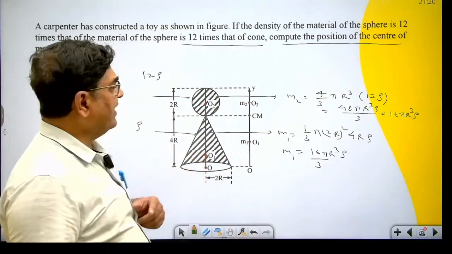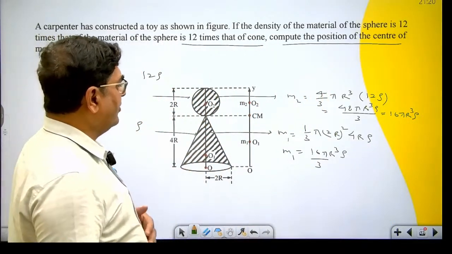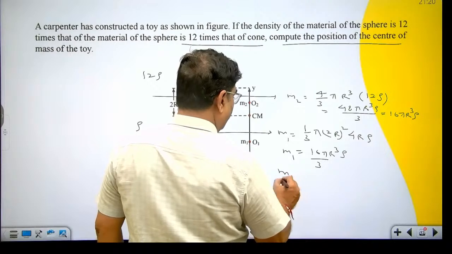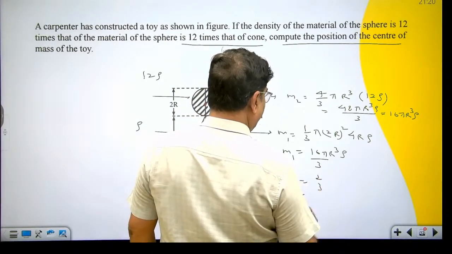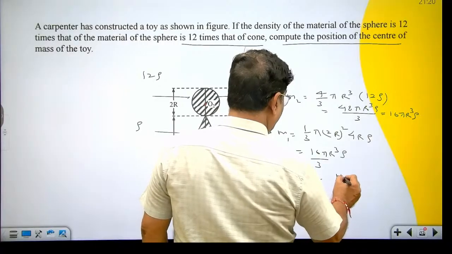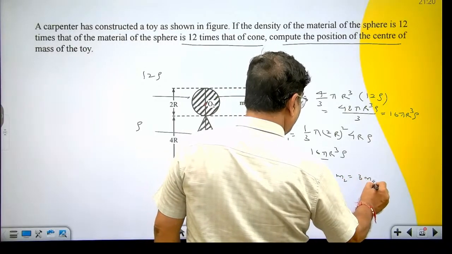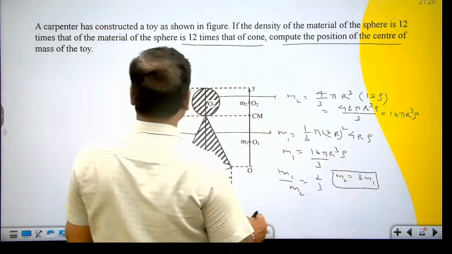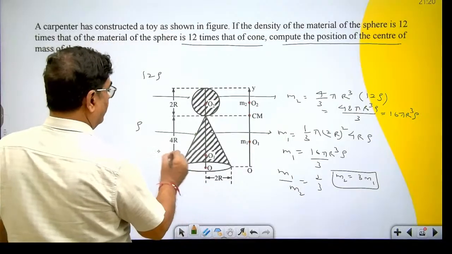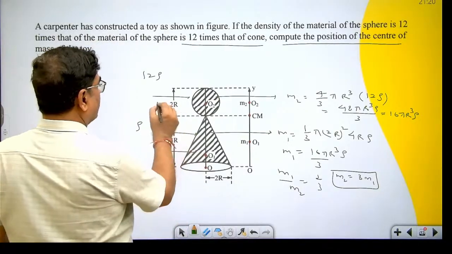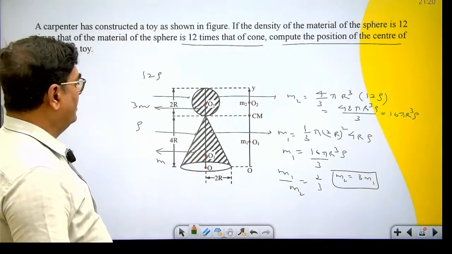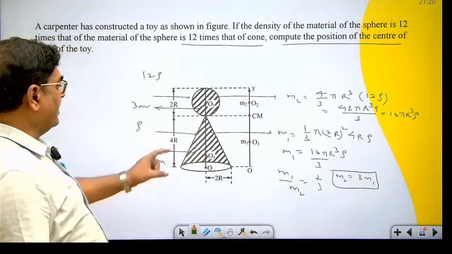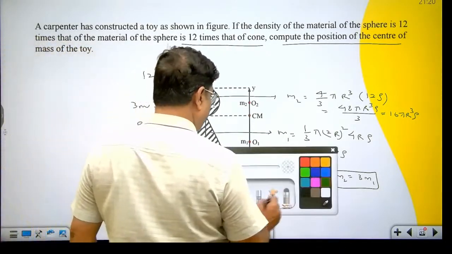Now if we divide m1 upon m2, 16 pi r cube rho will get cancelled. This is 1 upon 3. So m2 equals 3m1. Means if the cone's mass is m, the sphere's mass is 3m. Now very simple to solve. Position of center of mass of the cone is at h by 4.